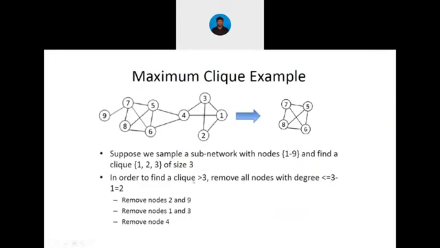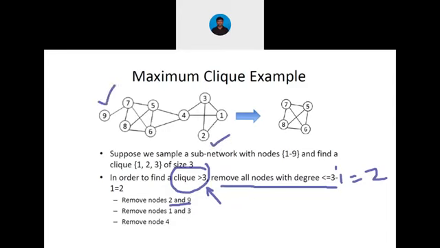So in order to find a clique greater than 3, this is our condition, right? I'm going to find a subgraph of clique greater than 3. For finding this subgraph, I have to remove all the nodes with the degree less than or equal to 3 minus 1, which is equal to 2 here. So here I am removing the nodes 2 and 9. Where are 2 and 9 here? Why am I removing 2 and 9? Because they have a degree which is less than 3 minus 1.